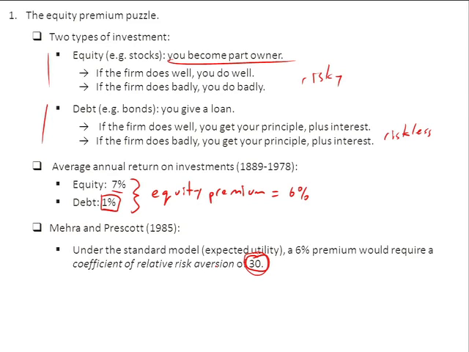Which means that the first derivative of the instantaneous utility function is 1 over x, and the second derivative is negative 1 over x squared. That means that under log utility, this coefficient of relative risk aversion is equal to negative x times negative 1 over x squared divided by 1 over x, which equals 1. So log utility has constant relative risk aversion, and it has unit risk aversion.